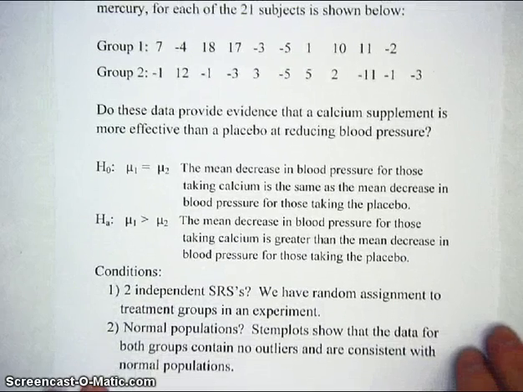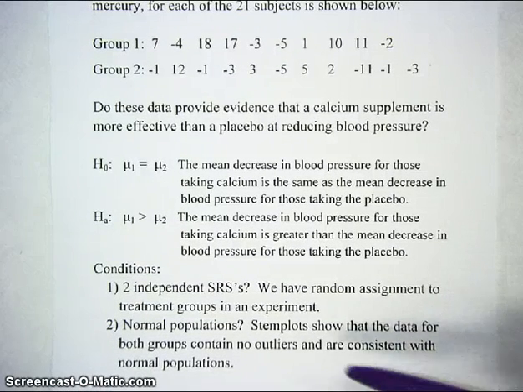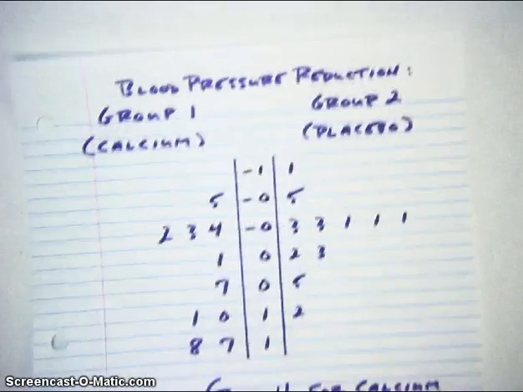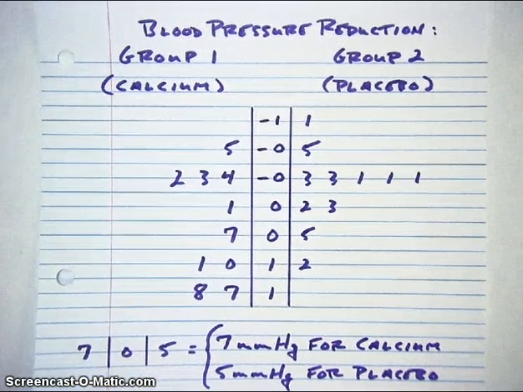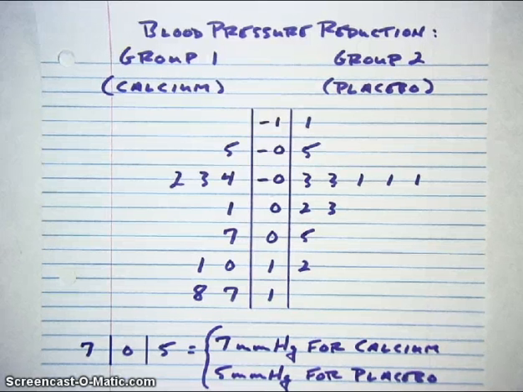Conditions: two independent SRSs. Random assignment to treatment groups takes care of that. Normal populations: stem plots for the data show that these data contain no outliers and they're consistent with normal populations. We don't have normal populations given to us, and we don't have large group sizes, so we can't rely on the central limit theorem to bail us out. In this situation, we have to rely on the data.